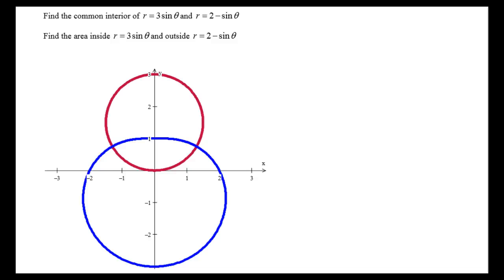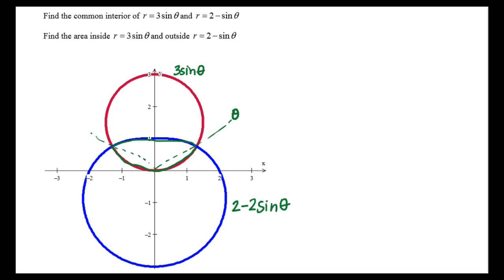So first let's label these, and again, I've been giving you the graph, so you would graph these on your graphing calculator. This one here is 3 sine theta. So I'm going to write close to that 3 sine theta. And this blue graph here is 2 minus 2 sine theta. And the first one we're going to solve is find the common interior. So that is this region here. That's what I'm looking for. And what I'm going to need to do is figure out these points of intersection, or really the angles where they intersect. So I'm interested in the angles where these two graphs intersect.